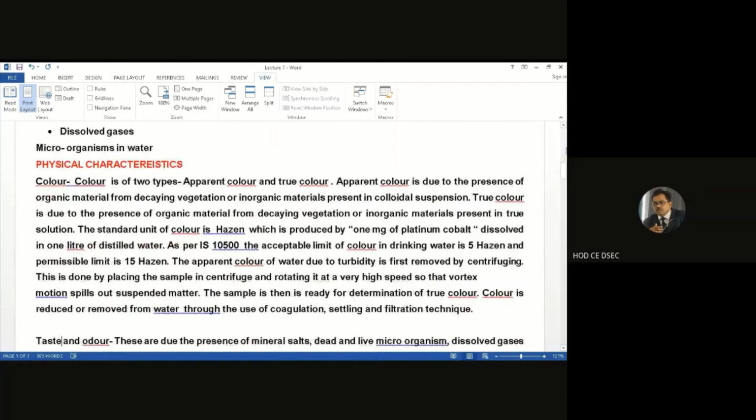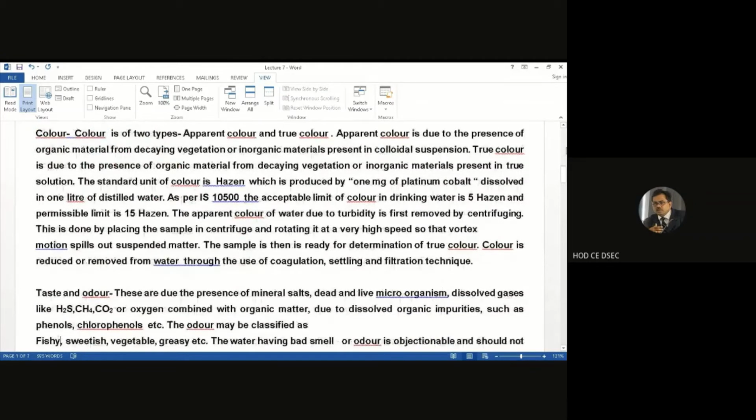Now, physical characteristics first. I will discuss the color. The color is of two types: one is the apparent color and another is the true color of the water. By physical observation you can see the color of the water, so this is under the physical characteristics of the water.